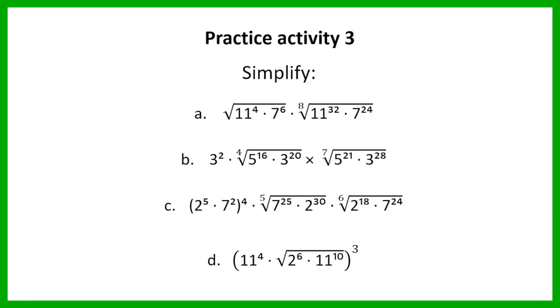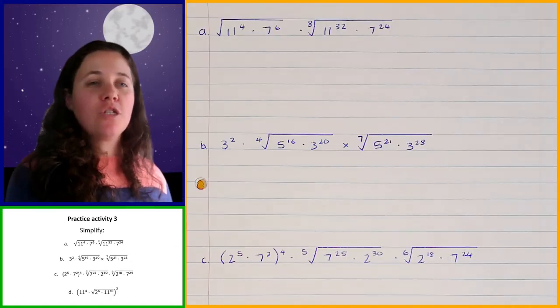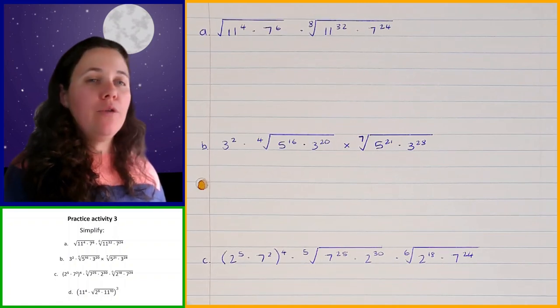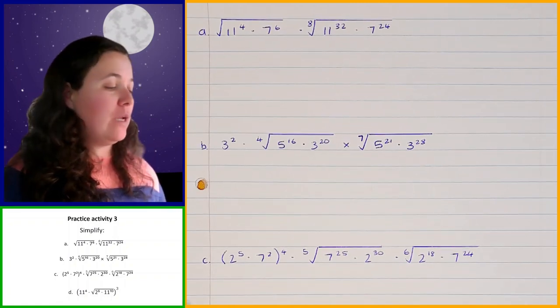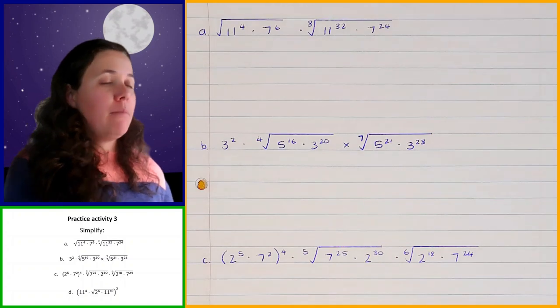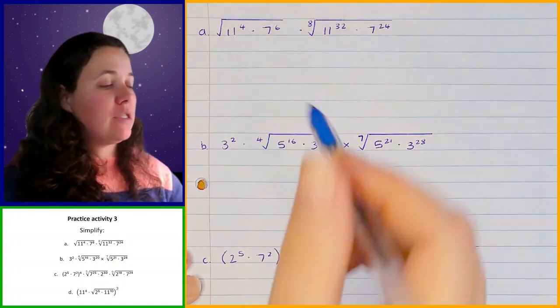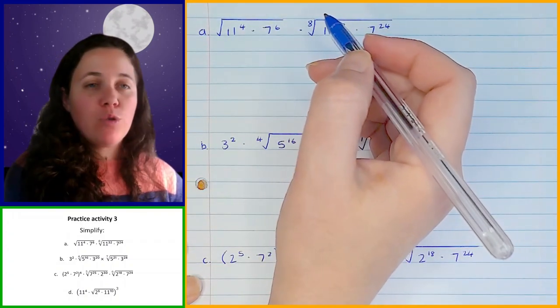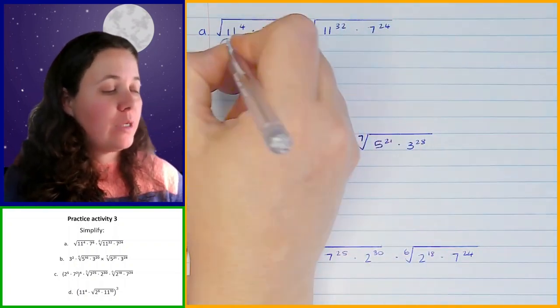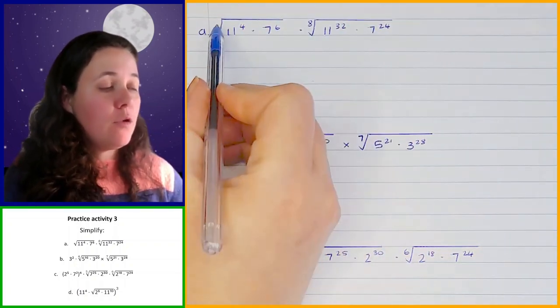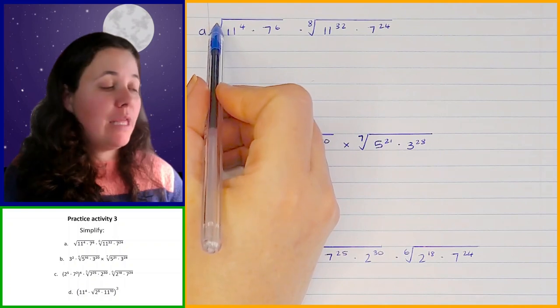Okay, let's go through each of those examples. So starting with question A, we had the square root of 11 to the power of 4 and 7 to the power of 6 multiplied by the 8th root of 11 to the power of 32 times 7 to the power of 24. Okay, so we're going to start off by doing the square root over here. Remember, there's an invisible little 2 over there which we're going to divide by.